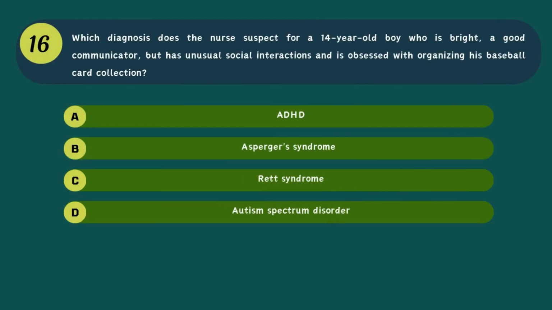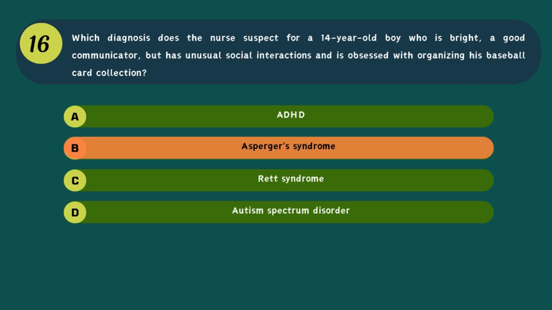Question 16. Which diagnosis does the nurse suspect for a 14-year-old boy who is bright, a good communicator, but has unusual social interactions and is obsessed with organizing his baseball card collection? A. ADHD. B. Asperger's syndrome. C. Rett syndrome. D. Autism spectrum disorder. Correct answer. B. Asperger's syndrome.